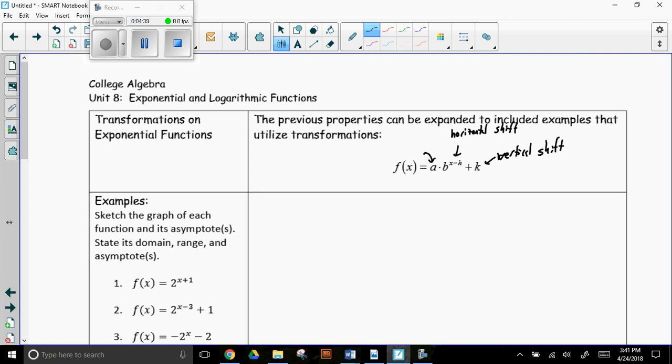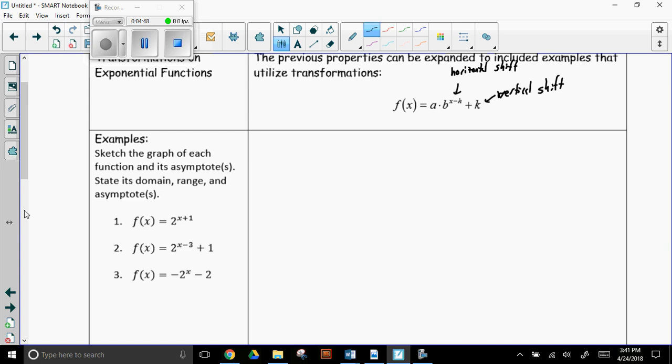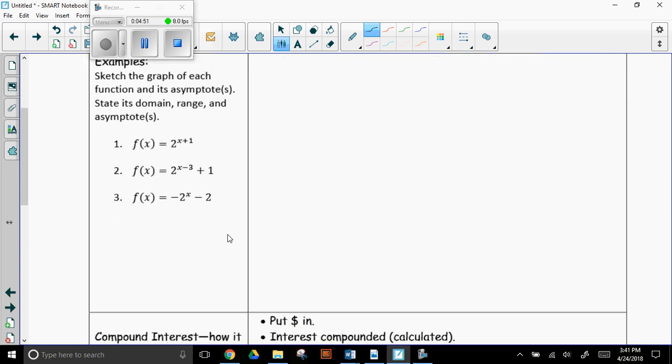A is going to be your stretch, shrink, all that information. And for this one, I'm going to ignore it for just a moment. So looking at what we have down here, we are going to graph each one of these.